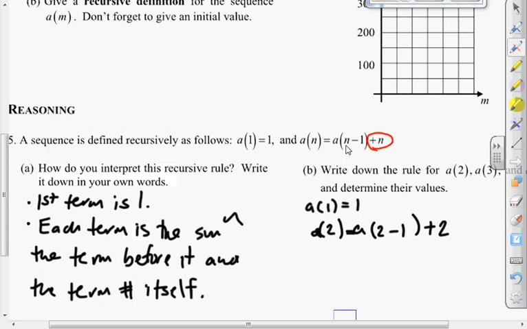Again, we're looking for term number 2. So we need to look for term 2, 1 less than term 2, and then the sum of that term. So a of 2 would be equal to a of 2 minus 1 is the first term. And the first term had a value of 1, and the term itself is 2. So a of 2 is equal to 3. So you're going to continue this process along for 3 and 4 as well.